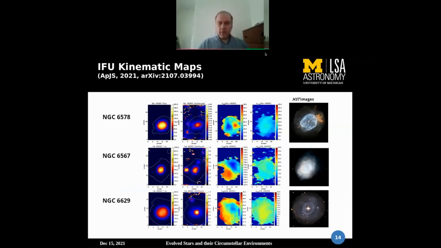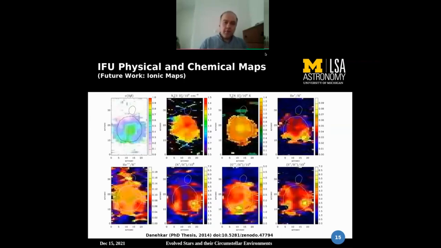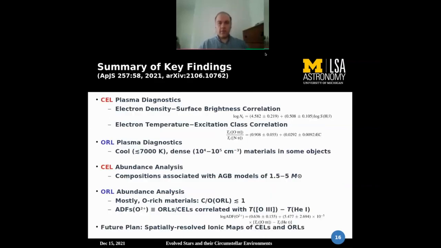Another thing, I recently also posted another paper related to the morphokinematics of these objects, and I used velocity channel maps and position-velocity diagrams to constrain the 3D morphokinematics of these objects. You can look at the arXiv of this paper. In future work, I plan to present the ionic maps of these objects. The ionic maps are currently available in my PhD thesis, and this may help us to better understand the origin of abundance discrepancies in some planetary nebulae around Wolf-Rayet central stars.